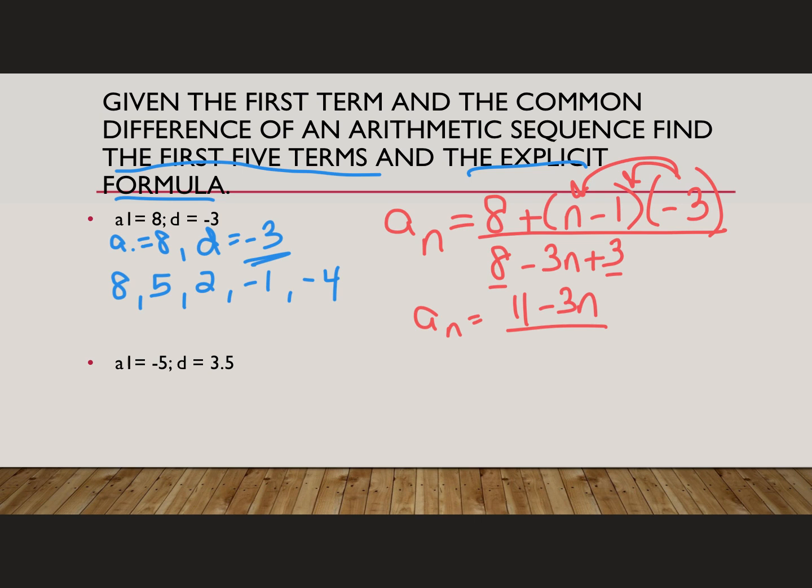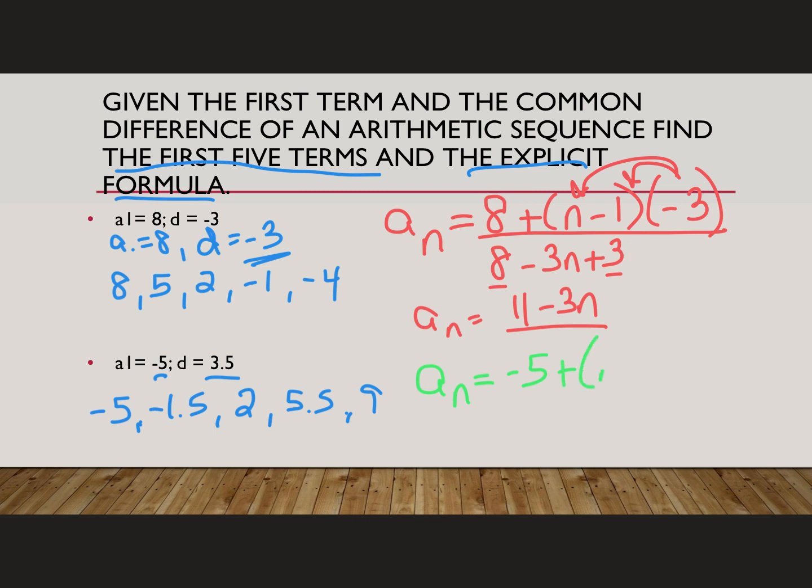Again, it gave me my first term is negative 5. Common difference is 3.5. So I've got negative 5, and then I add 3.5, which gives me negative 1.5. I add 3.5, gives me 2. Then 5.5. Then 9.